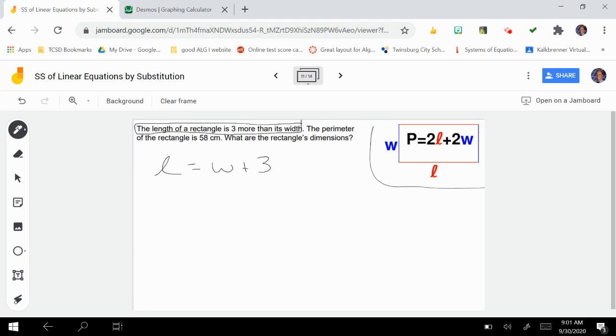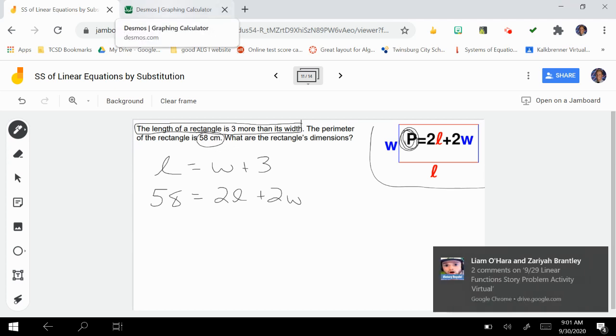The perimeter of a rectangle is 58 centimeters, so the perimeter is 58 equals 2L plus 2W. All I did was substitute the information right here into the perimeter, all right?